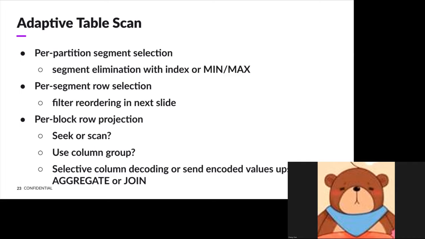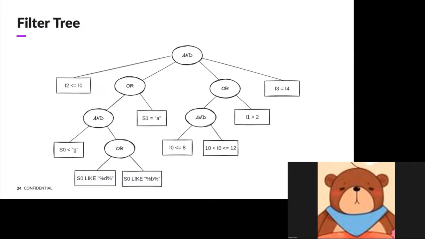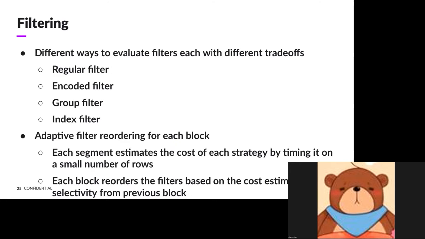So this is basically adaptive table scan. Everything fits in these three steps. Now let's talk about the filtering in more detail. The reason we need filter reordering is because there are different ways to evaluate filters, each with different trade-offs. It can be executed as a regular filter where we selectively decode the column, then execute the filter. It can also be executed as an encoded filter, which executes directly on compressed data.